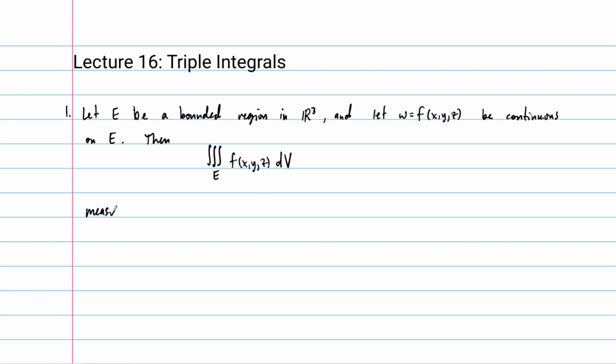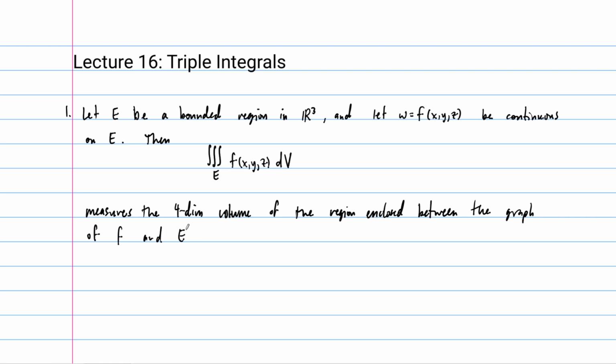But anyway, let me write this down. This now measures what we're going to call the four-dimensional volume of the region enclosed between the graph of f and the space region E, which is a three-dimensional region, so it's got a volume element dV. So the graph of f and E, and this all takes place in four-dimensional space.